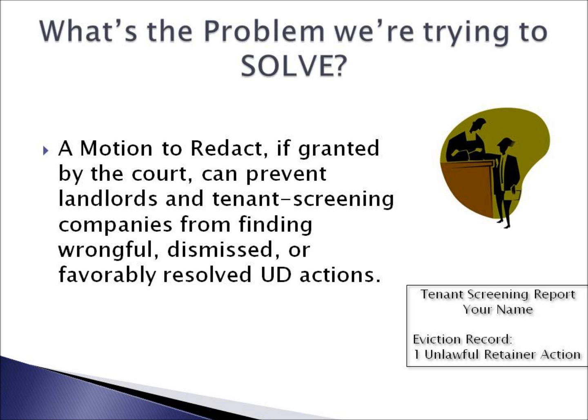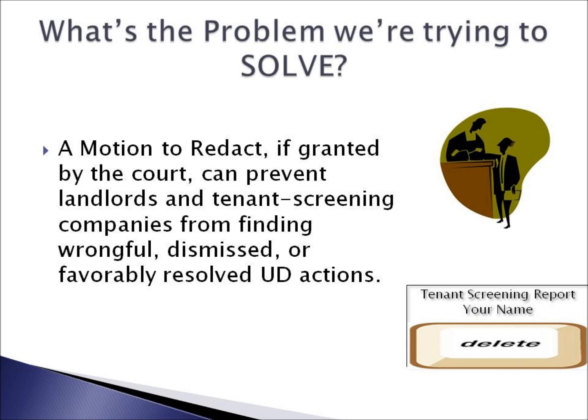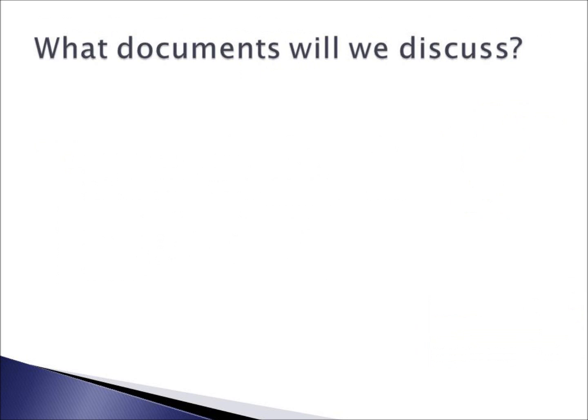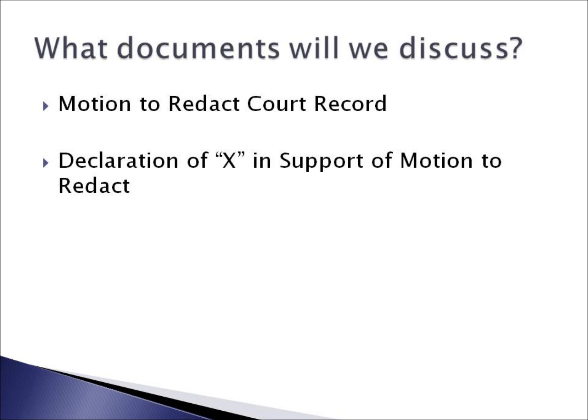If granted, that motion would prevent landlords and tenant screeners from seeing the unlawful detainer action in the first place, so it won't end up on the report. The motion to redact isn't the only document that needs to be filed with the court in order to successfully prevent evictions from falsely or wrongfully appearing on a person's record. There are a total of 3 that we'll be covering in this video. The first is the motion itself. Next is a declaration in support of that motion. And finally, proposed court orders.